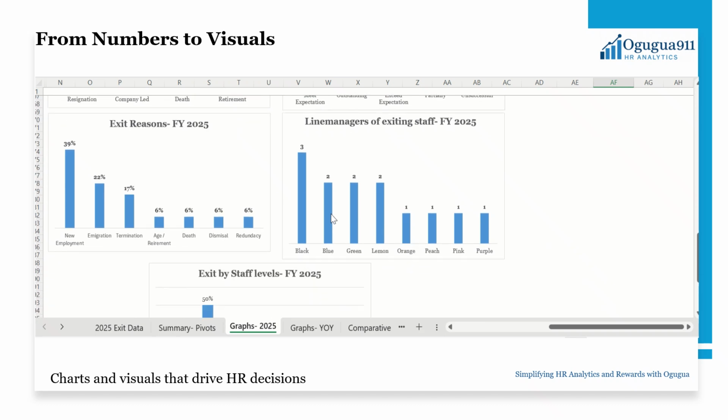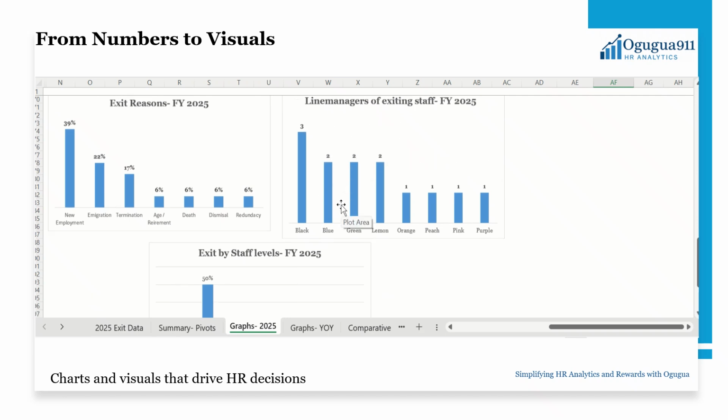Then again, recall I said for accountability, let us track the line managers that have exiting employees. We'll find out that the black line manager has 3 people who have left. For this case, you might want to refrain from using percentage so you can see the actual numbers if you're really trying to solve a problem here.